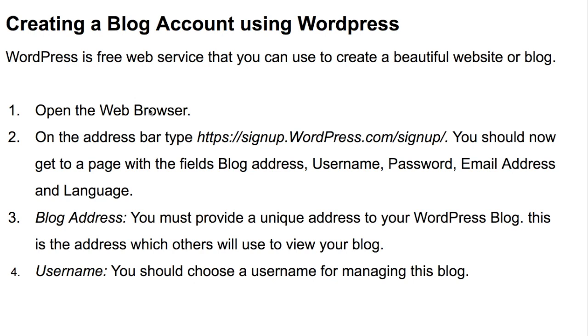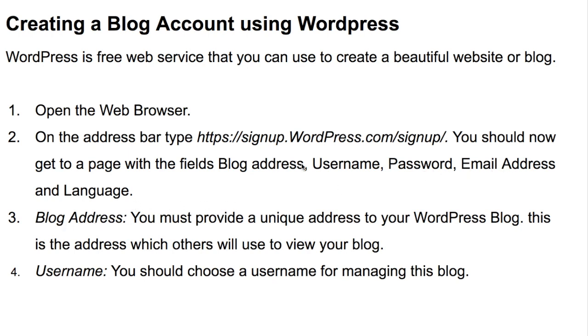The first step is to open the web browser. On the address bar, you just type this URL. Now after completing this process, you should get to a page with the fields blog address, username, password, email address and language. So you just have to put in your blog address, whatever you want, then your username, then password, email address and language.